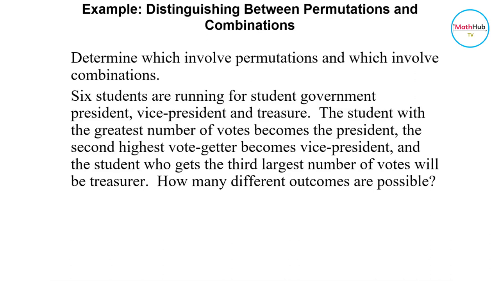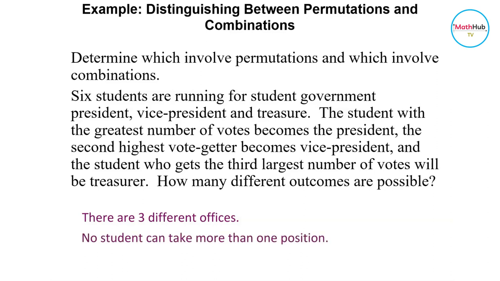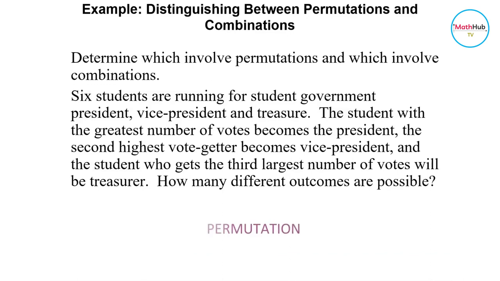It's important to note here that we have 3 different offices to fill, and it is somewhat implied that no one student can take on 2 different offices. And also, the number of the highest votes determine the office. So therefore, we could say that order matters here, since the number of the highest votes determine the office. So this problem is a permutation problem.